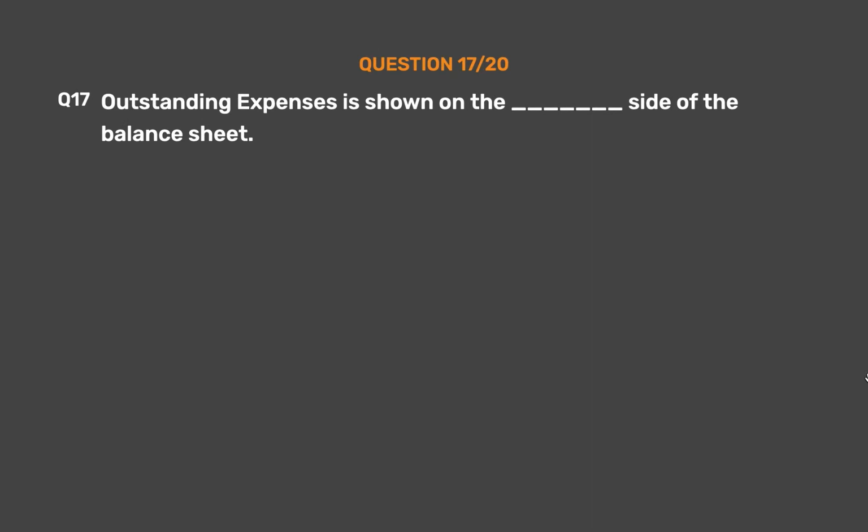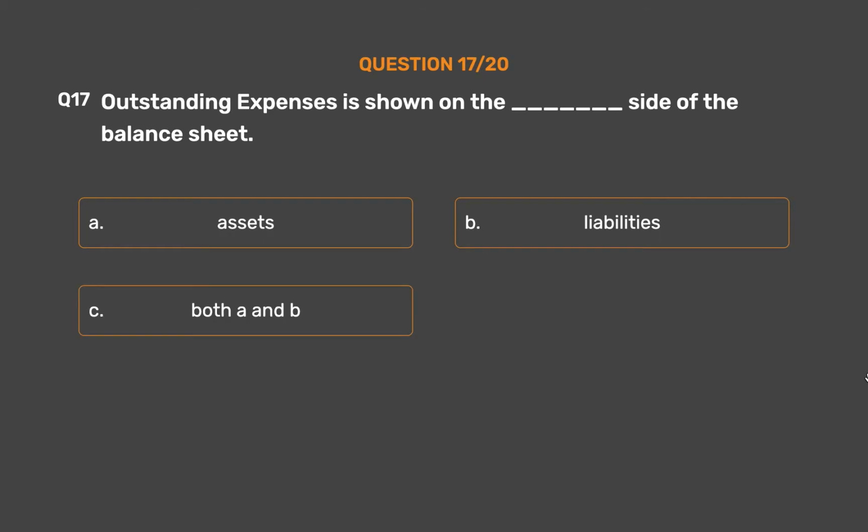Question number 17. Outstanding expenses is shown on the underscore side of the balance sheet. Option A, assets. Option B, liabilities. Option C, both A and B. Option D, none of them. The correct answer is option B, liabilities.